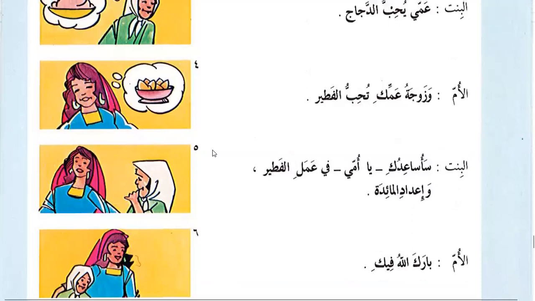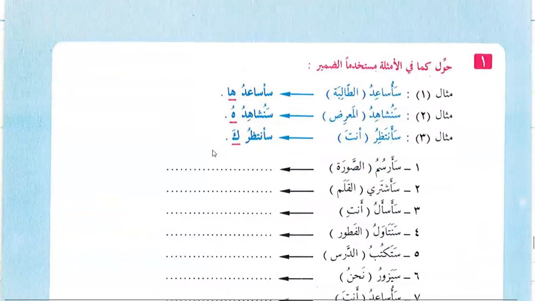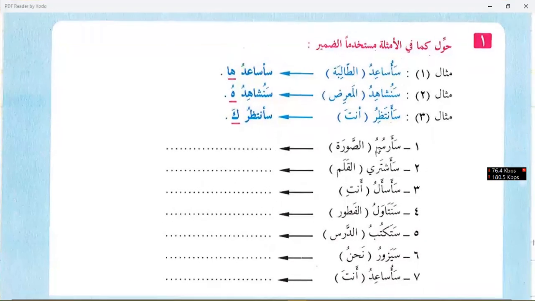Ustaz, what is the difference between عائلة and أسرة? No difference. Oh. Then next, ijal kama fil misal mustakhdiman ad-damir. Convert like in the examples, making use of the pronoun. So sausaidu talibatai, I will assist a student. So instead of using taliba, I will use the pronoun: sausaiduha. I will assist her. Sanushahidul marid, we will watch the show. Sanushahiduhu, we will watch it. Santaziru anta, I will wait for you. Santaziruka. So in this way you will use the pronoun.